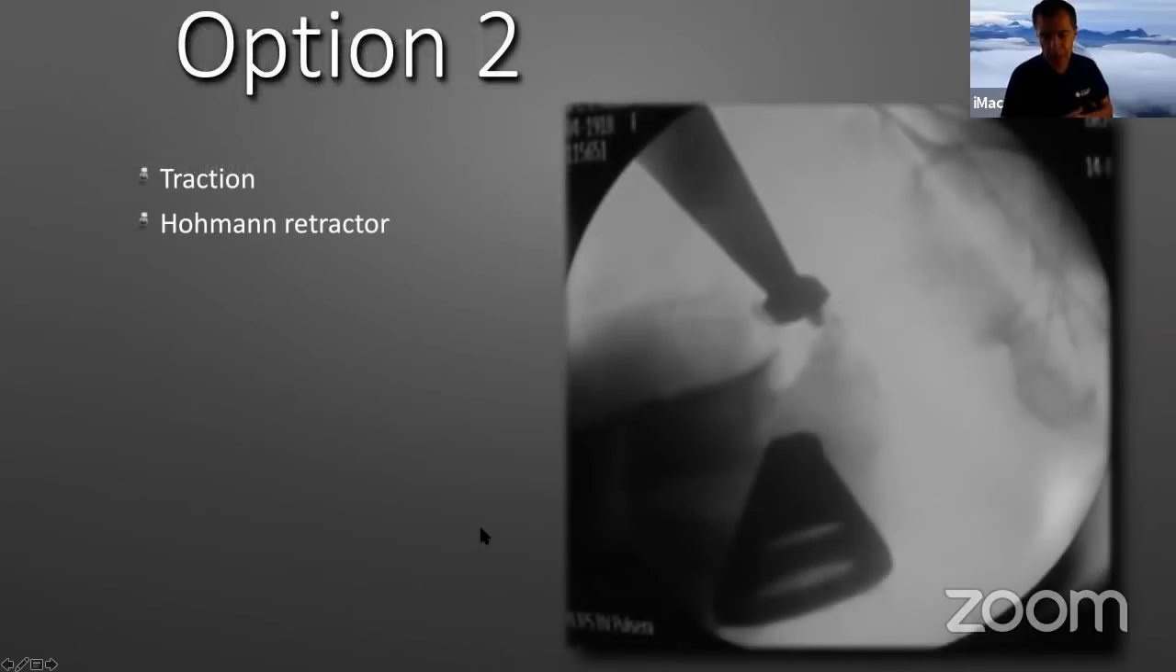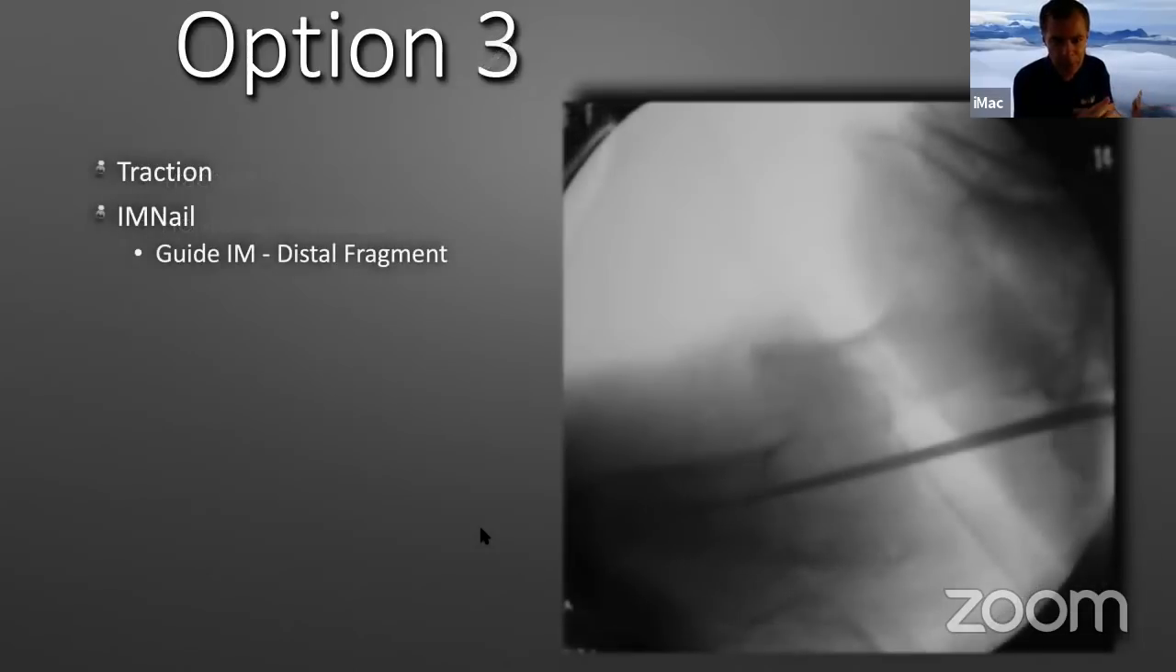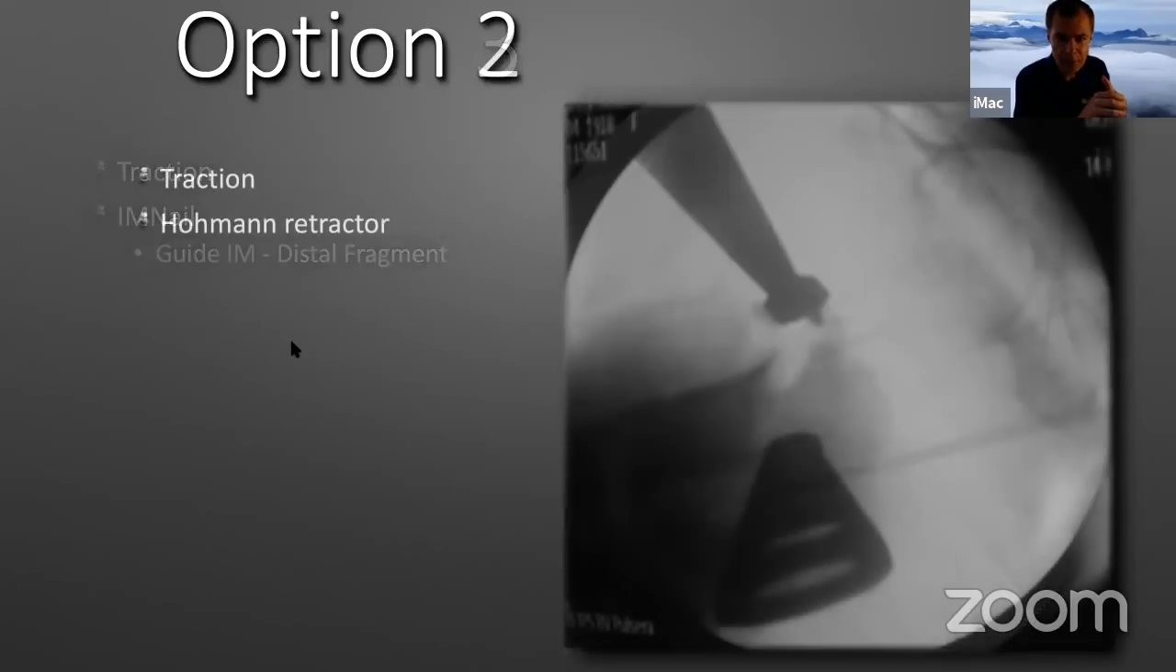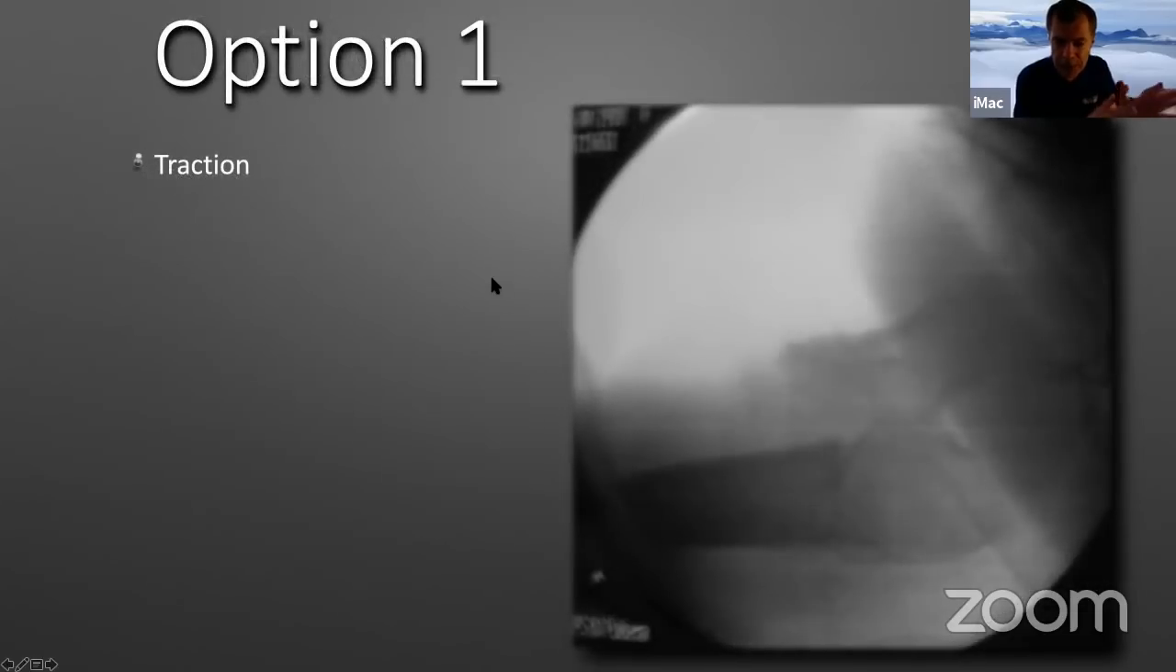I forgot to ask you about the implants, but no matter, can you go back? Previous? Yep. One more. So this is the patient on the traction table, and this is the lateral view that we had. My first option of traction didn't reduce the fracture. So now I'm in trouble, and I ask your help on how to get this fracture reduced.